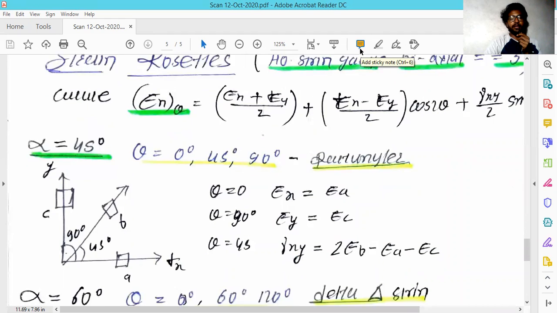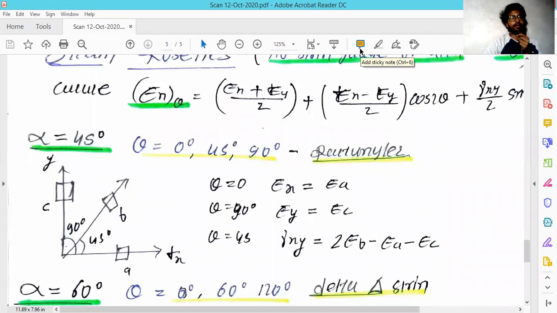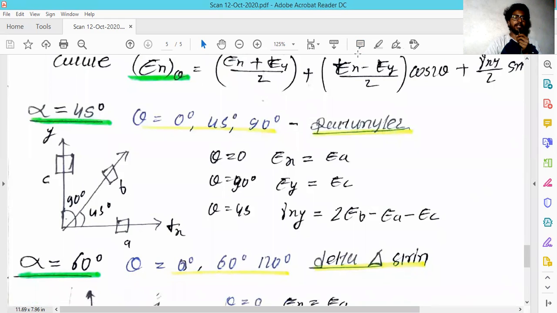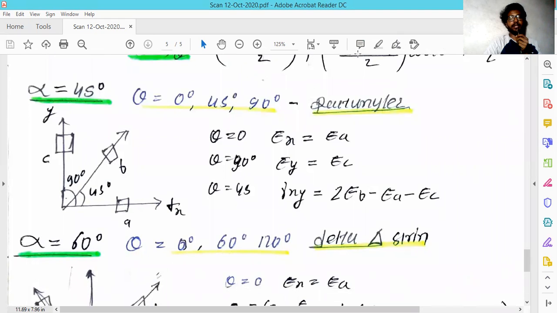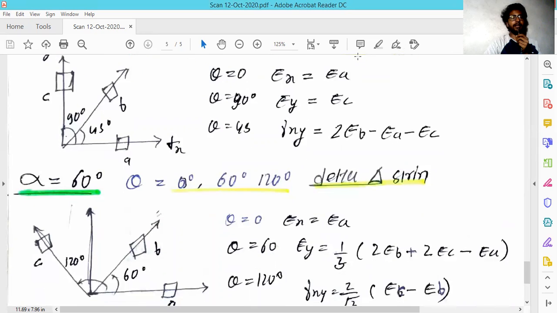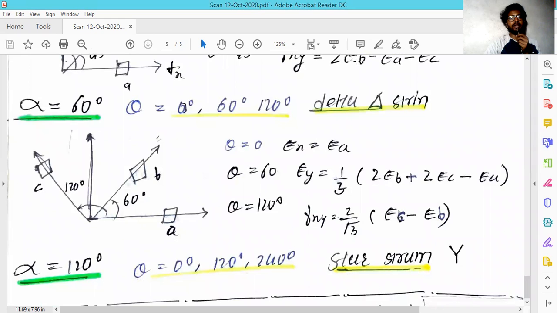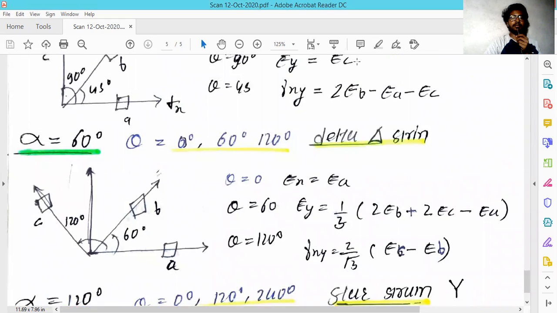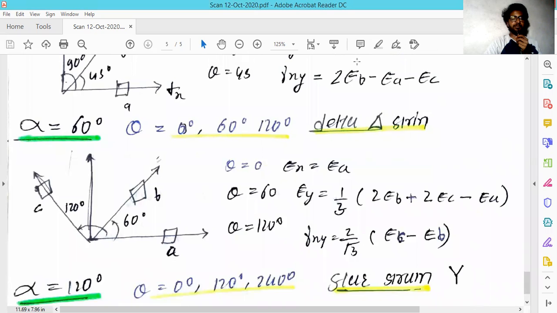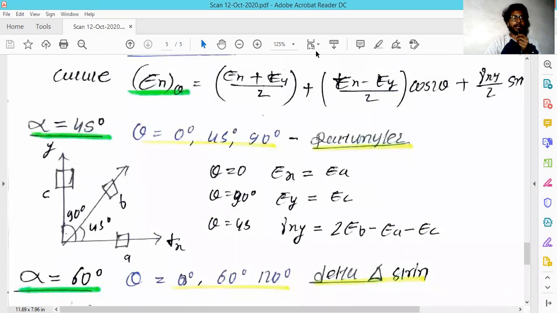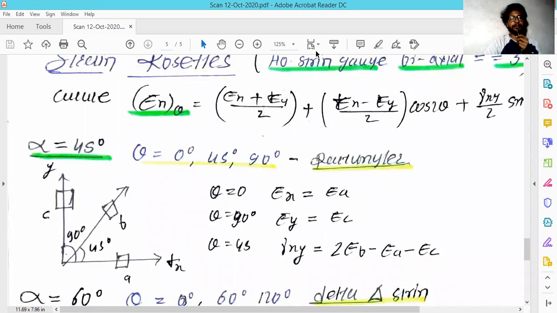Now, it is divided into three forms, which is nothing but one kind of arrangement. In the alpha arrangement, we call it a rectangular arrangement. If alpha, that angle, is 60 degrees, we call it a delta strain gauge form. And if alpha is 120 degrees, then we call it a strain. So this is how it can be reduced, and this equation is reduced from the above equation.